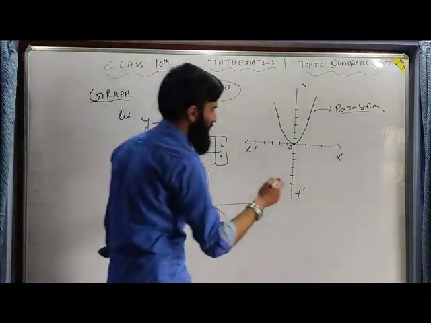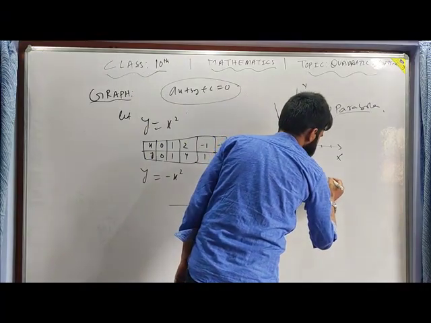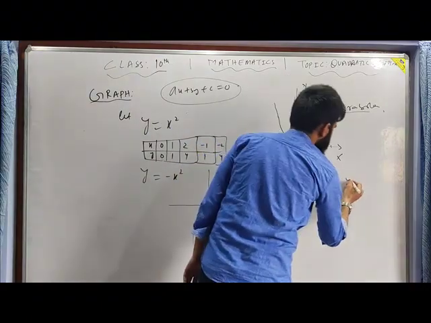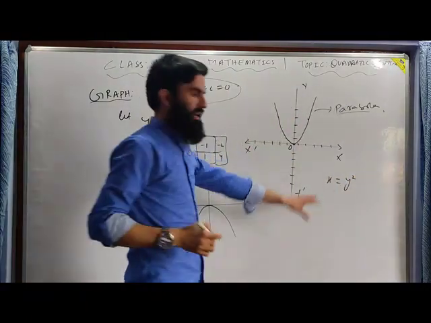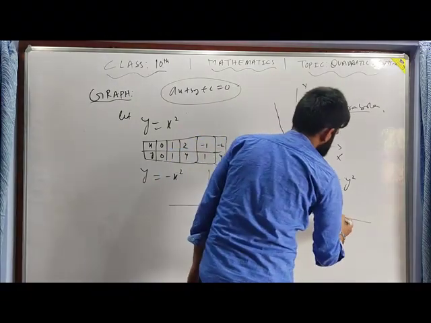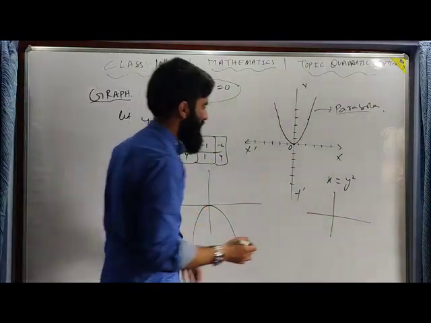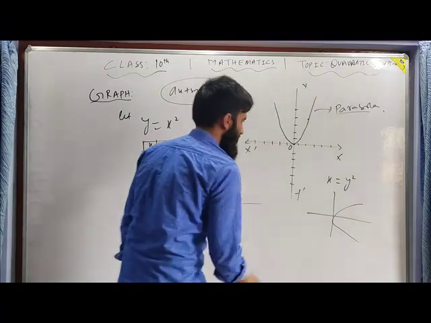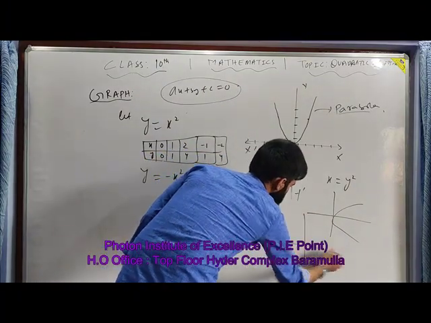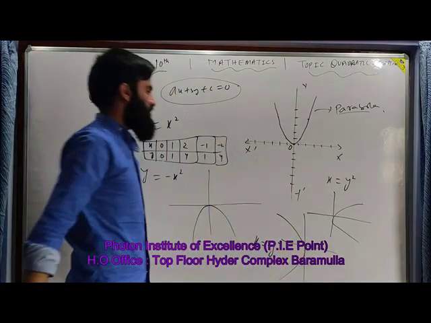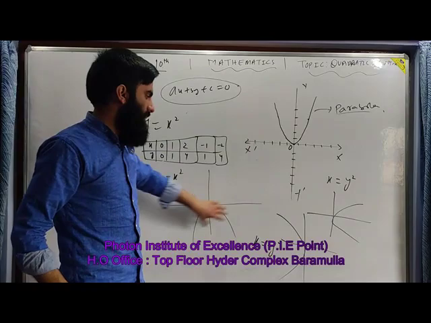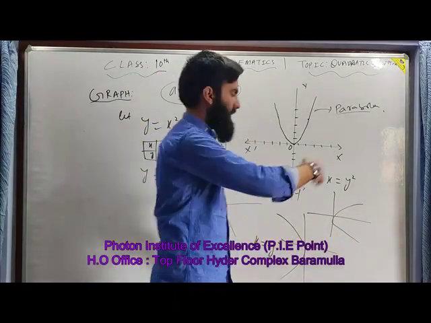a downward parabola. And if you have x is equal to y square, this will be the condition of a right-hand parabola, okay? And similarly, if you have x is equal to minus y square, you will have this condition, okay? So these are the four kinds of parabolas: upward parabola, downward parabola, left-hand parabola, and this is the right-hand parabola, okay?